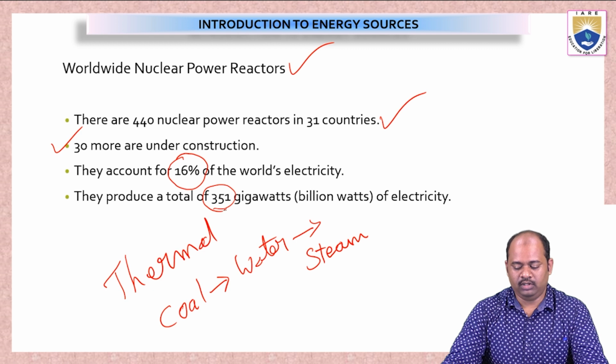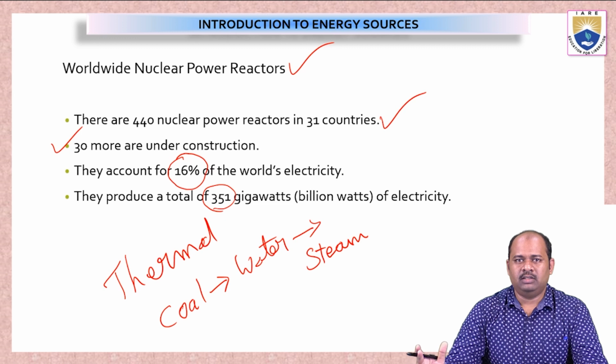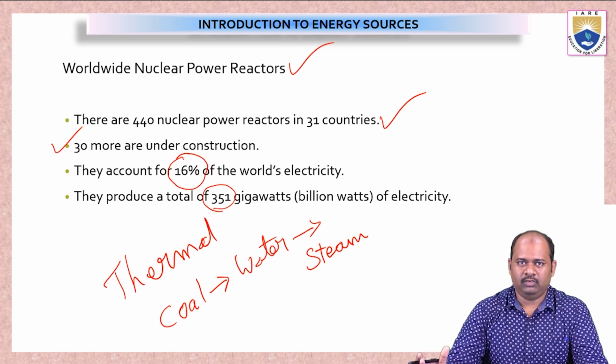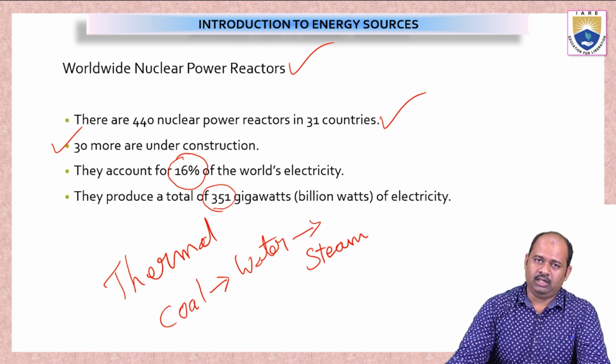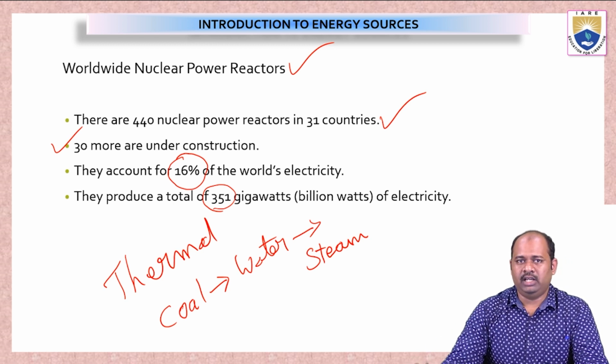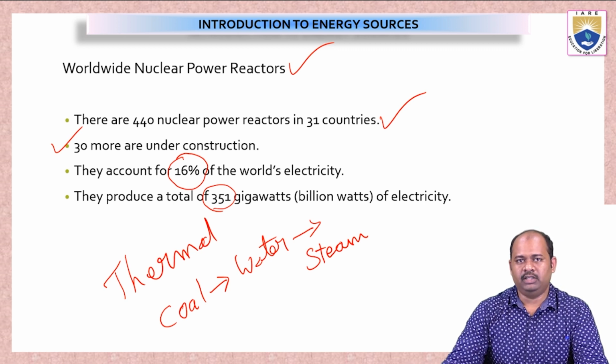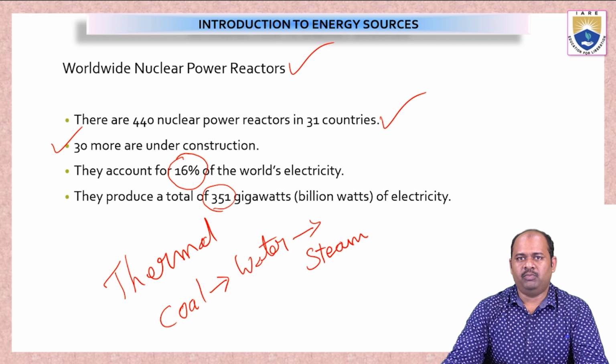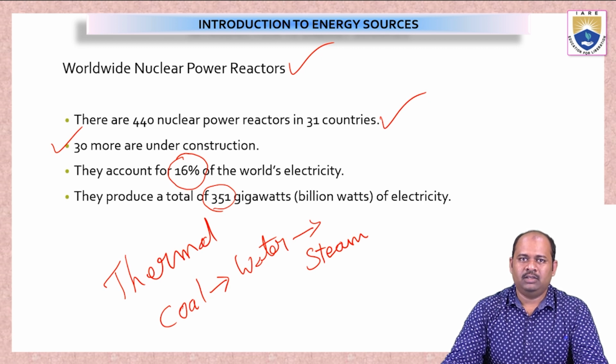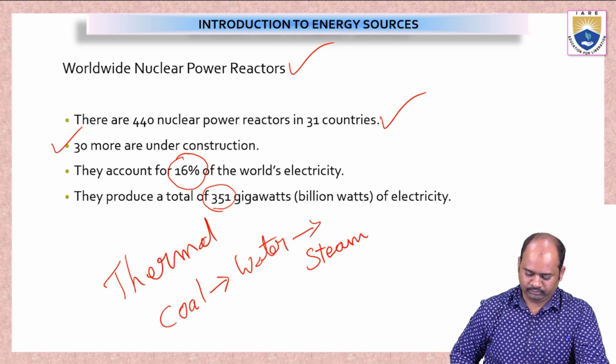351 gigawatts of electricity is a very huge amount, so much that a single nuclear power plant is big enough to run one state's power. Like if you take the example of a state like Andhra Pradesh or Telangana, the entire state's electric supply can be given by a single nuclear power plant. That is the capacity of a nuclear power plant when it is run at full stretch.